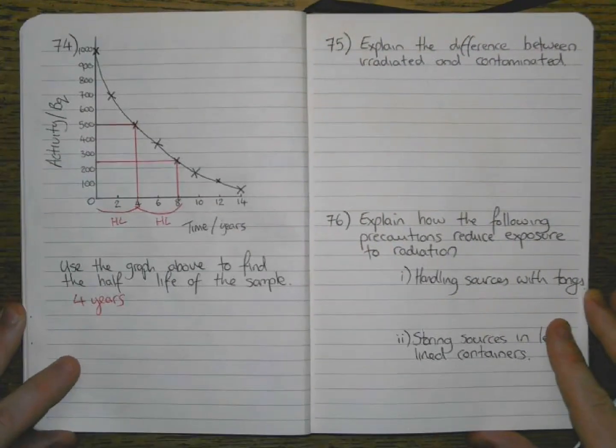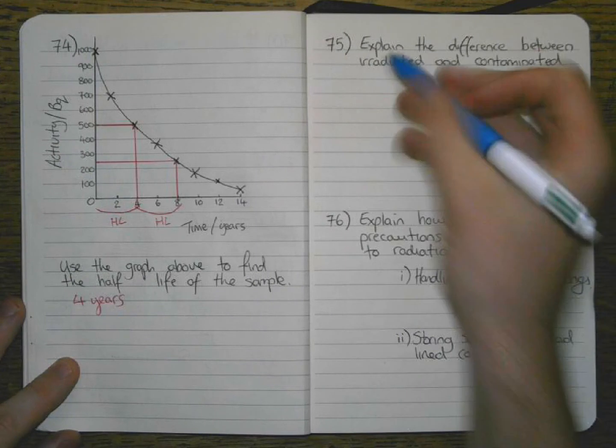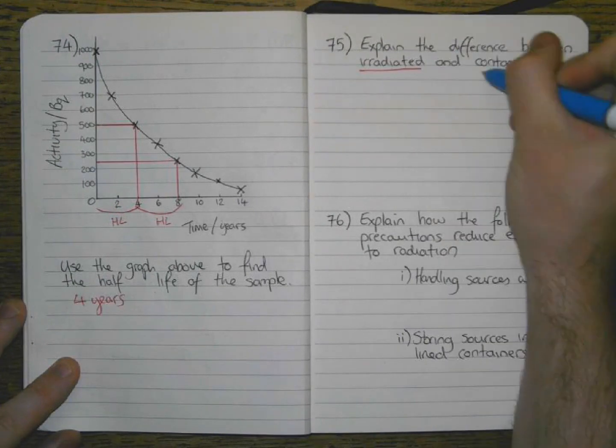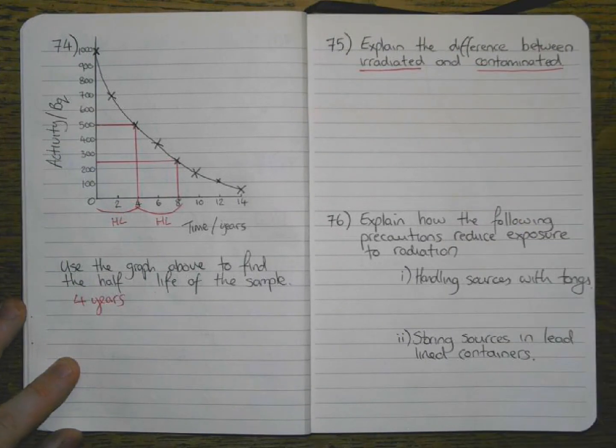Next, explain the difference between irradiated and contaminated. I suggest you pause the video and look in your revision guide for this. You need to know the definition of those two words. What does irradiated mean? What does contaminated mean? See if you can find it, and then see if you are correct. Come back to the video. Pause it now.